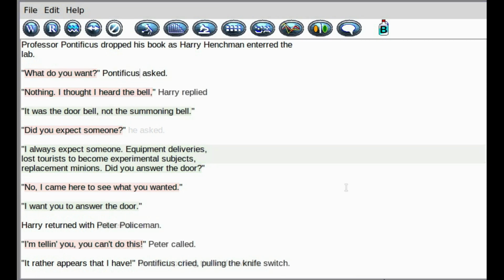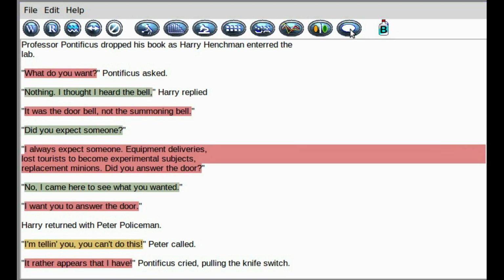We really need to add some dialogue tags to this. So we add Pontificus asked and Harry replied, and that's enough for Editomat to assign the dialogue to the right speakers.